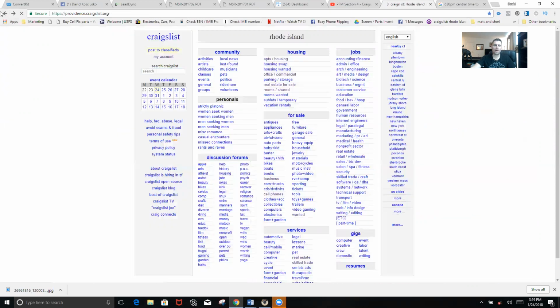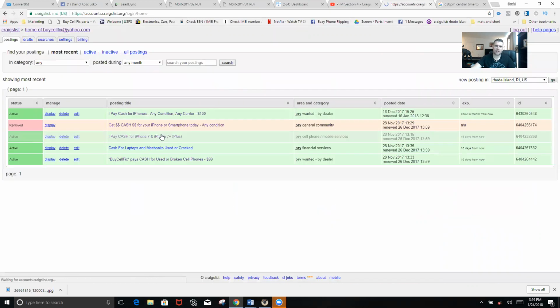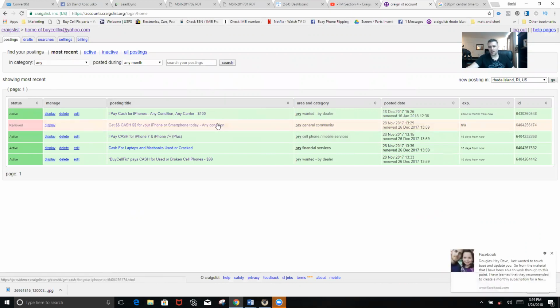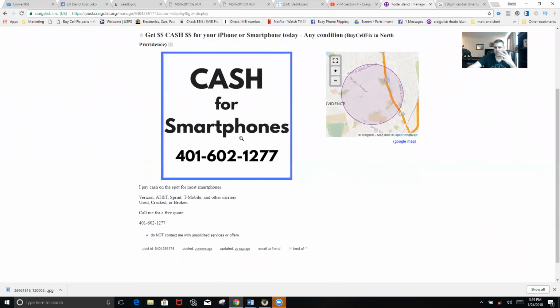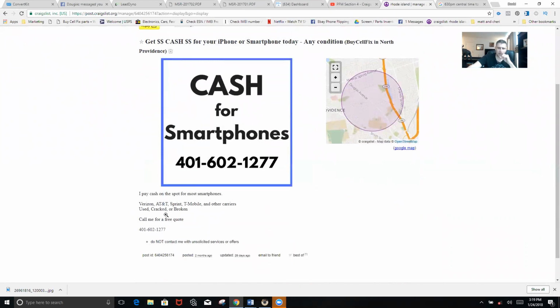Now, what will happen is if for some reason some people don't like my ad on Craigslist, or more than likely Craigslist's automated engine, it's able to crawl the ads and figure out something they didn't like about it. So in this ad, for some reason, Craigslist didn't like it and we got flagged. Let's take a look at this and see why maybe it could have gotten flagged. This was in general community, and it says get cash for your iPhone or smartphone today, any condition. Let's look at what happens in the ad. This ad looks pretty basic. Cash for smartphones. I pay cash for smartphones on the bottom.